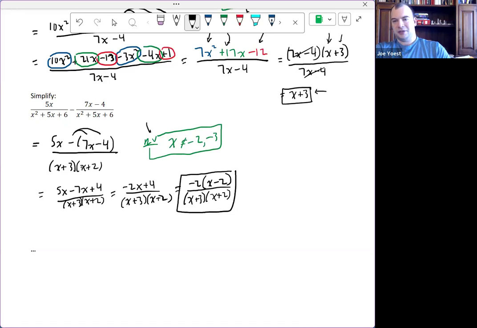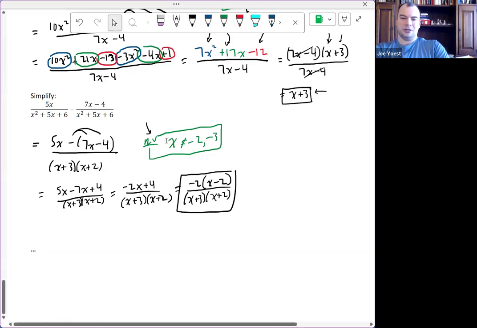I note my restricted values. It's always good, I think, to do this as early as possible so that you don't risk canceling something or dividing something out and losing a restricted value, or even putting something else in and gaining a restricted value that's really not there. So these are restricted values. X cannot be -2 or -3.